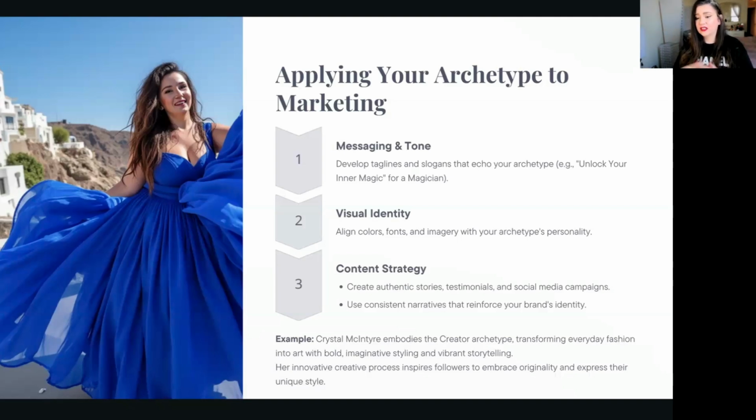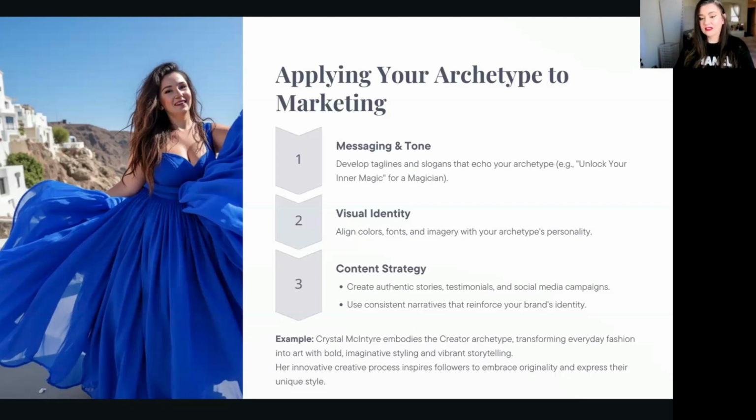So creating authentic stories, testimonials, social media campaigns, and using the narratives that reinforce your brand identity. I'm going to use myself as an example here because it's easy. Crystal McIntyre embodies the creator archetype, transforming everyday fashion into art with bold, imaginative styling and vibrant storytelling. For those who don't know, outside of doing all of this, I am an influencer in the fashion space. And how I stand out is by making my content, my feed, very different from everyone else's, where I try and take fashion from here's what we're wearing today to here's a look, a feel, a moment that we're creating with it.